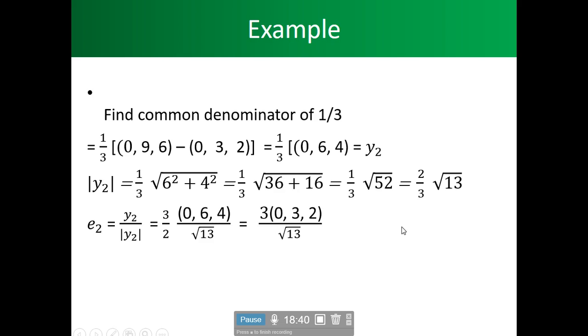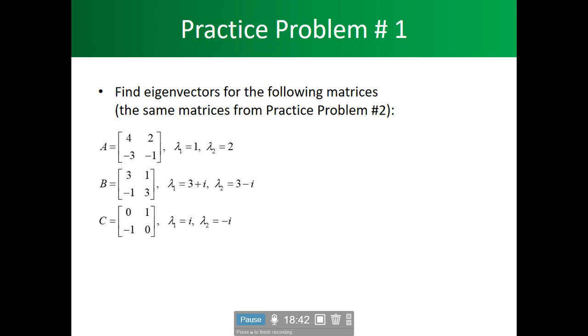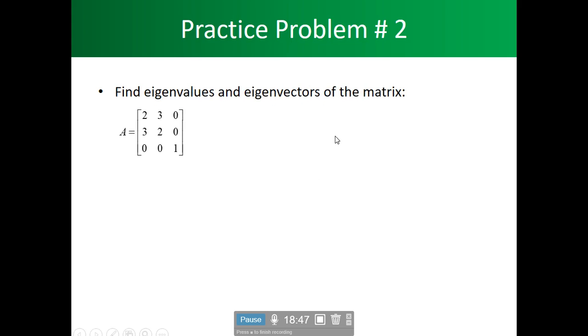Okay, so we'd like for you to work on 2 more problems, your practice problem 1 and your practice problem 2. We will post those at the end of class.